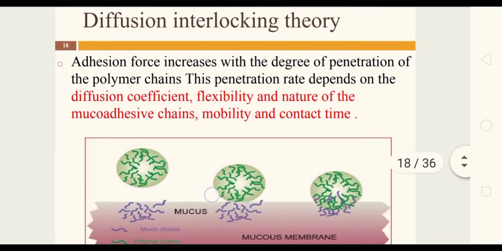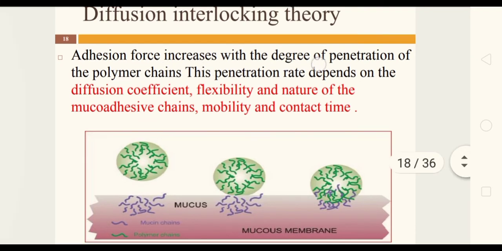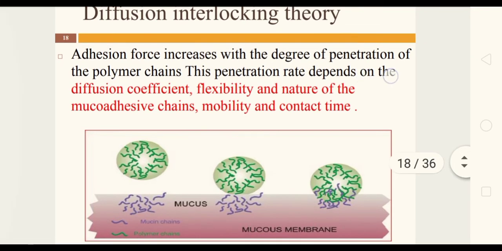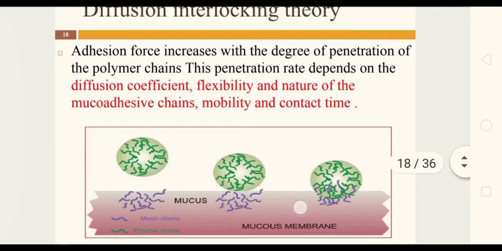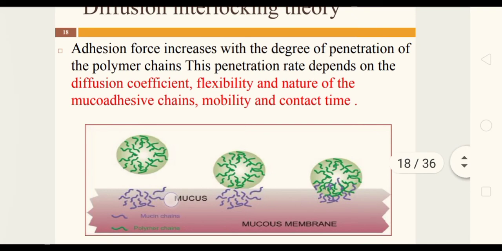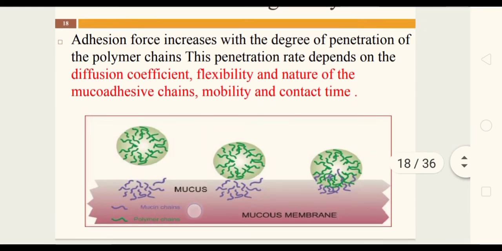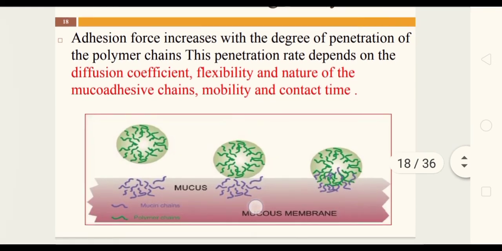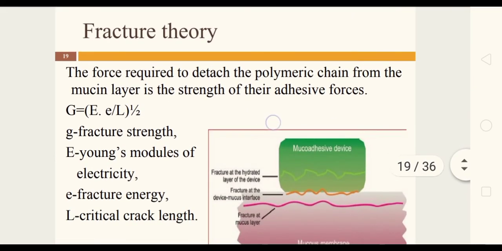Next theory is the diffusion interlocking theory. According to this, the adhesion forces increase with the degree of penetration of the polymer chain. So this says about the role of polymer chains. The penetration rate depends upon various fundamental points like diffusion coefficient, flexibility, nature of the mucoadhesive chain, mobility and the contact time. You can see in the diagram the mucous membrane is there, mucus is there, and when the drug comes onto the surface, then penetration takes place. So you can see the polymer chain in the product is going to interact with the mucus and therefore they form interaction and interlock.